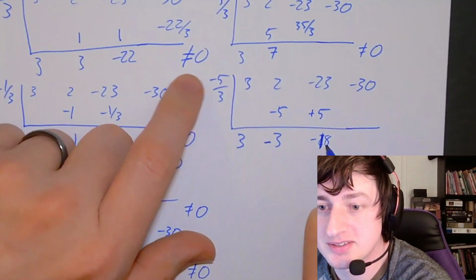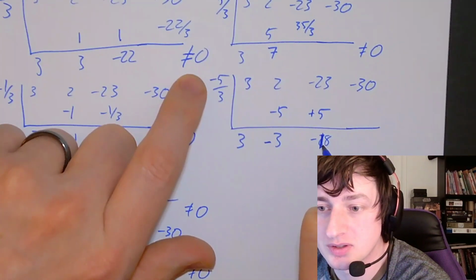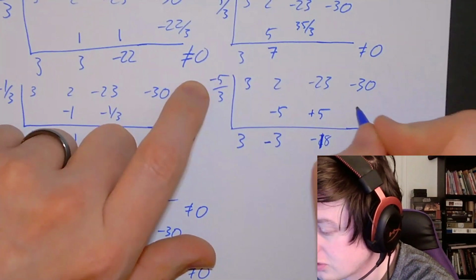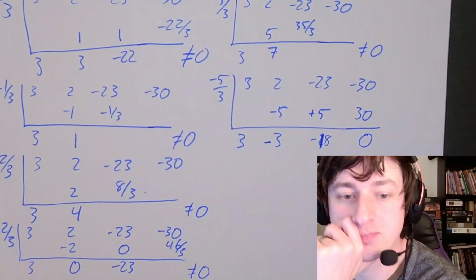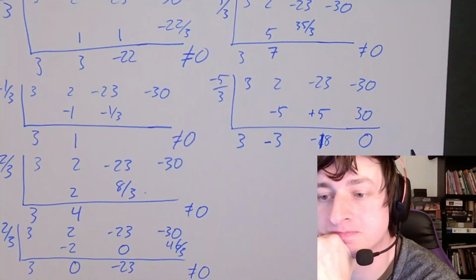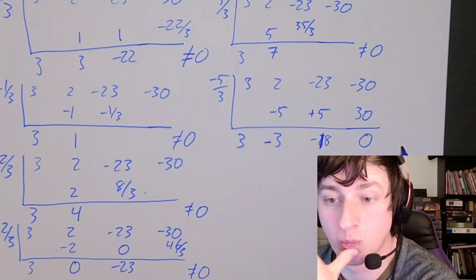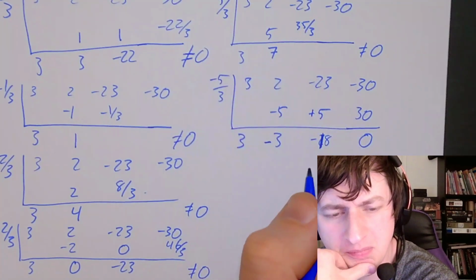And then we multiply this. Multiply these. Divide this by 3. We get 6 times 5 makes a 30. We get a 0. Almost a disaster again. So what does that mean? Well, that means that negative 5/3 is a solution.